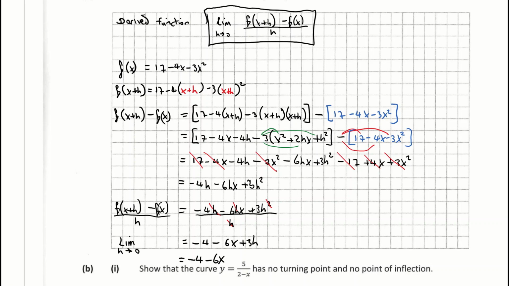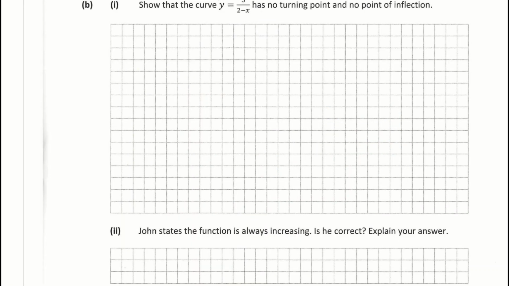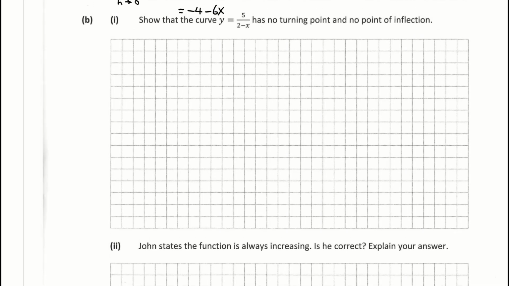Let's have a look now at B part 1. So B part 1 says show that the curve y is equal to 5 over 2 minus x has no turning points and no points of inflection. So there's two parts there basically. In order to show that you've no turning points, that's when your first derivative is equal to 0. And then for no point of inflection, that's when your second derivative is equal to 0. So you basically have two parts. So let's look at the first one here regarding turning points.